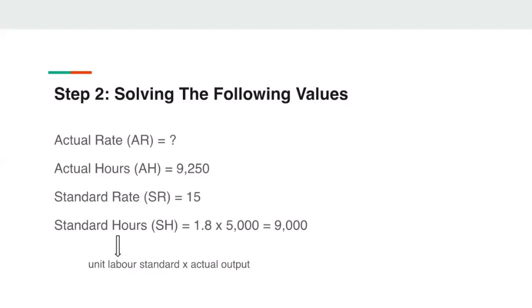Standard rate and hours are found easier, just like standard price and quantity, using the first chart, but this time we'll be using the direct labor row. Standard rate is 15 and standard hours are found by multiplying labor standard by actual output. So again, we're looking for that total number, and that number is 9,000. Again, remember that tip that the actual and standard values should be relatively close to each other, like 9,250 and 9,000.